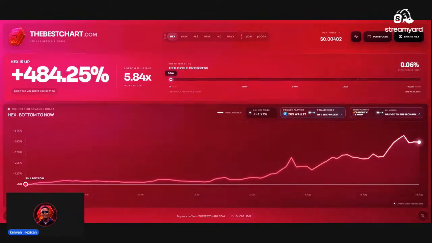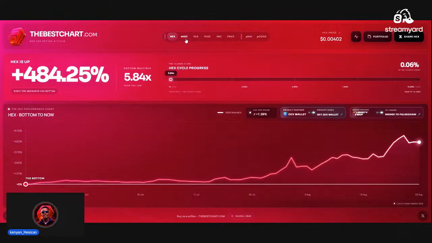Yes, someone was calling me, so let me get back here. So this is the live chart for Hex, na hivi ndio imekuwa ikiperform. Hex imepanda from this bottom hapa, price imepanda up to this point, and you can see the current price is 0.20402. Tracking this price, you can see it has made 5.4 times from this bottom.